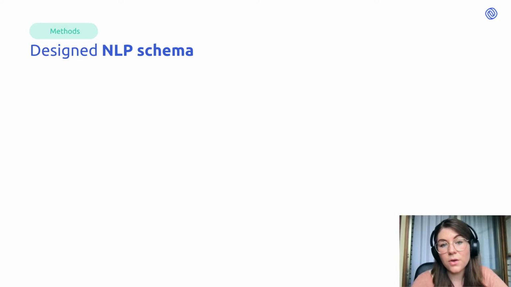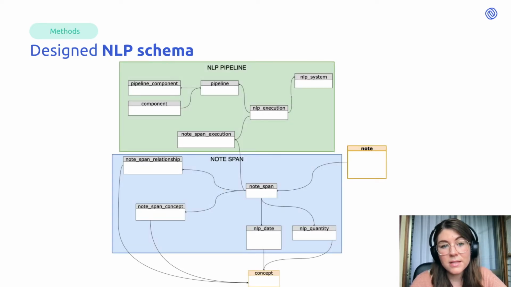In order to store all the output of the NLP pipelines, we extended the OMOP Common Data Model with our own NLP schema. This schema, as you can see, is made up of 11 tables, which allow us not only to store the NLP pipeline's output, but also the metadata about the machine learning models used to process the clinical notes. These tables are divided in two main groups: tables which store information detected by the NLP systems in spans of nodes, and another group of tables which store information about the NLP pipelines that have been run.